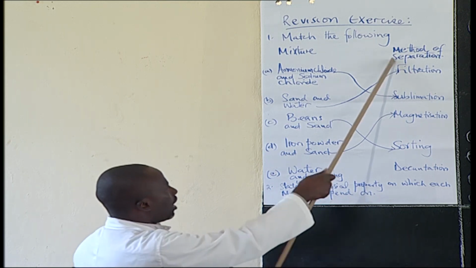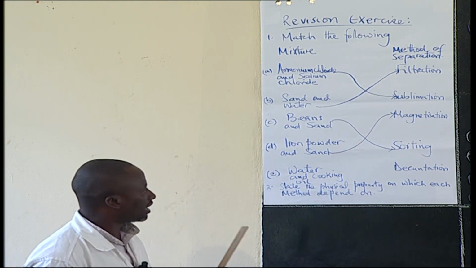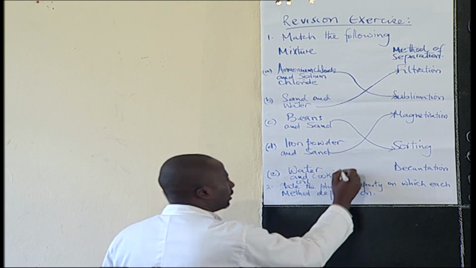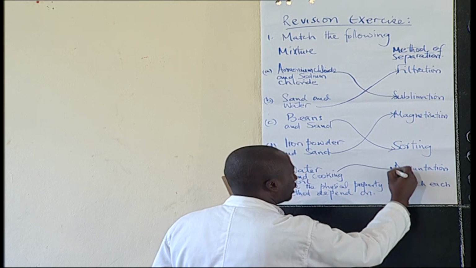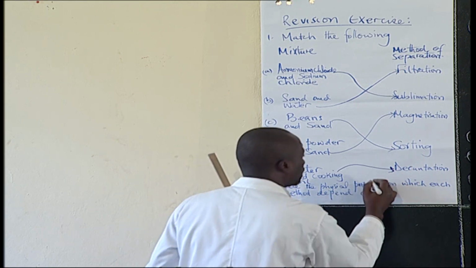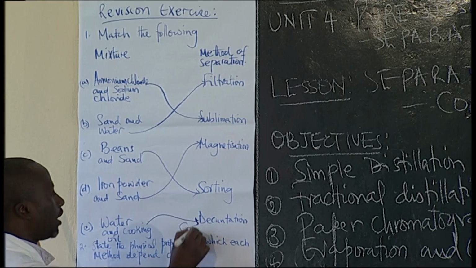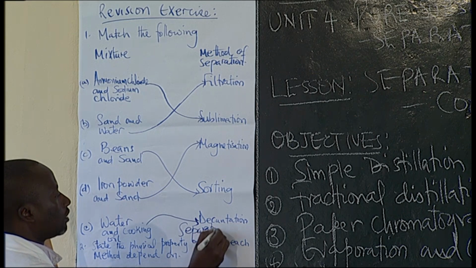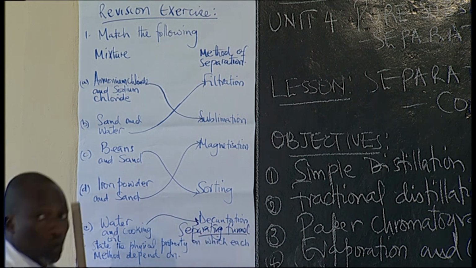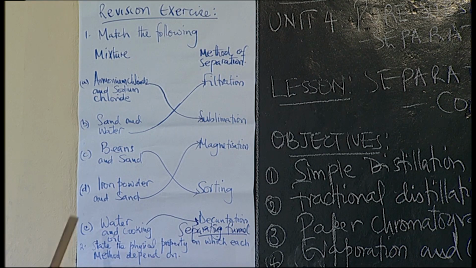Water and cooking oil. Of course, we have exhausted the other methods, so the method that is remaining is only decantation. We said that with decantation, we are using a separating funnel. You remember we looked at this together when we were separating water and cooking oil. So this is called decantation, or use of a separating funnel.